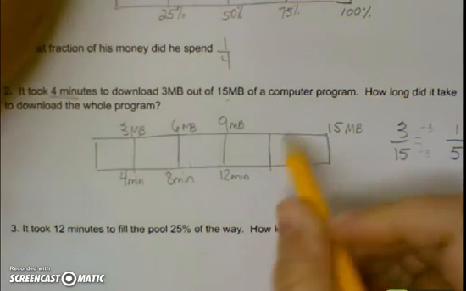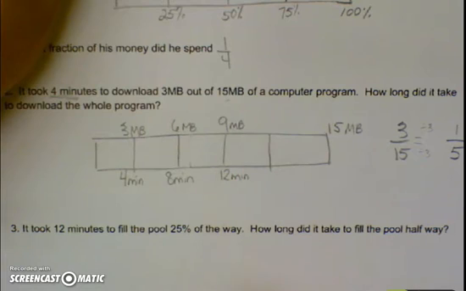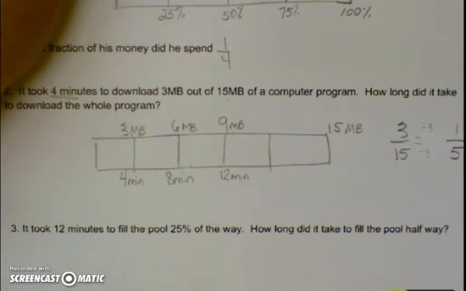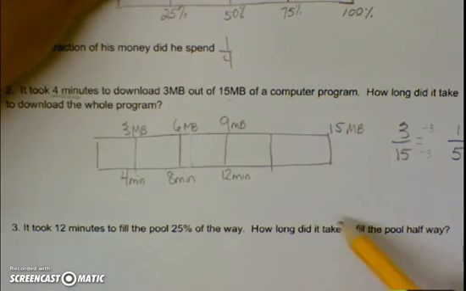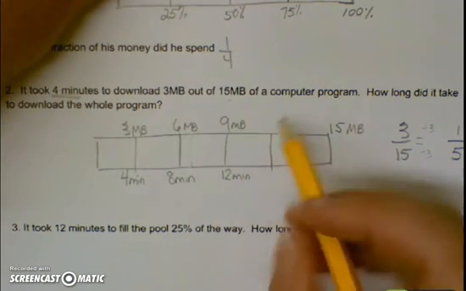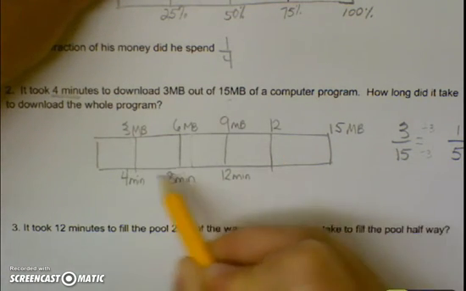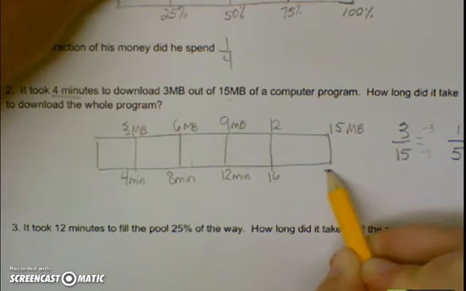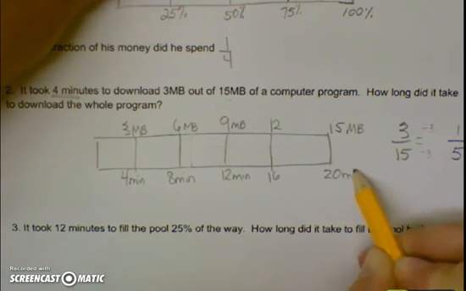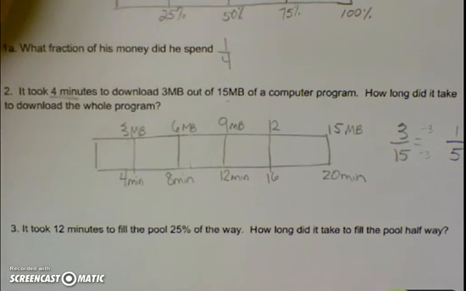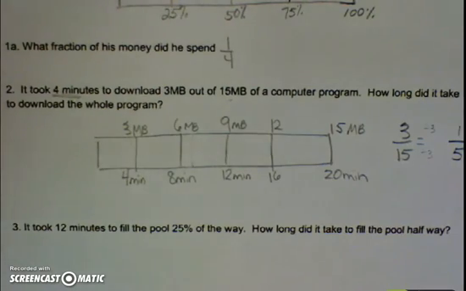Because I have my equal parts, I know that each part across the top is counting by 3 megabytes. Each equal part across the bottom is counting by 4 minutes. For every 3 megabytes, we have 4 minutes. If I continue my pattern, 3, 6, 9, 12, 15, and 4, 8, 12, 16, 20. I know that it will take 20 minutes to download the whole program. All right, moving on. Last practice problem.